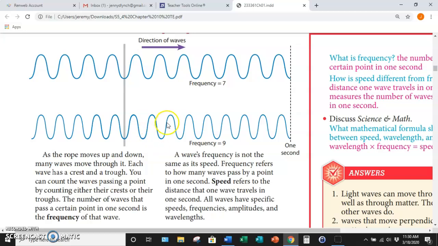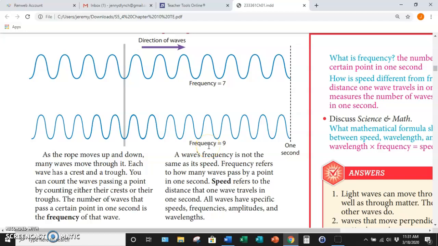All right, so here's the start. 1 second ends here, and that's how many of these are in that spot. So these are the frequencies. 7 for this one, 9 for this one. You can see that these are closer together because they have a faster frequency.